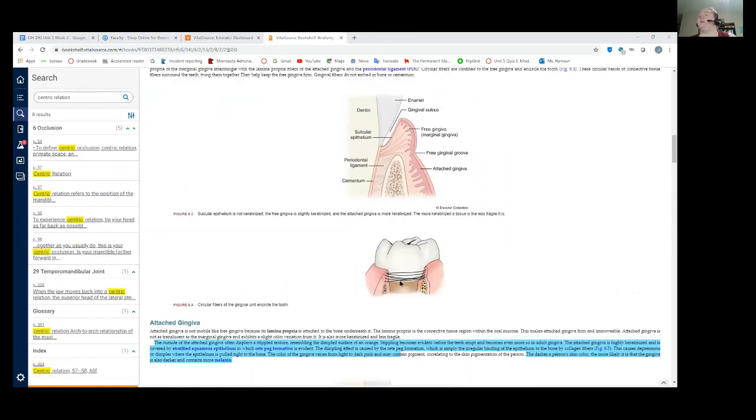Right here. Okay, these are our circular fibers. Right here. Okay, and what you need to know about circular fibers is that they don't embed in the bone or the cementum. Okay, they are found in the free gingiva.